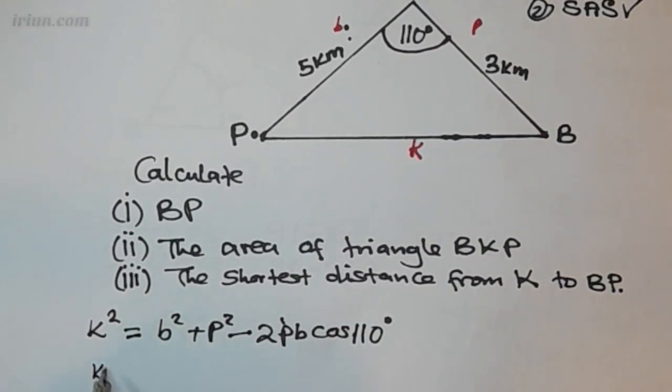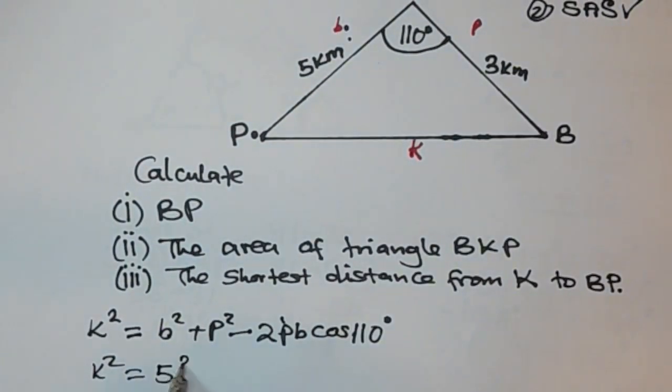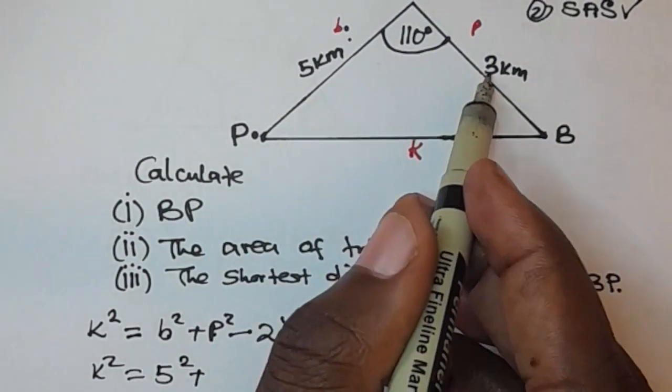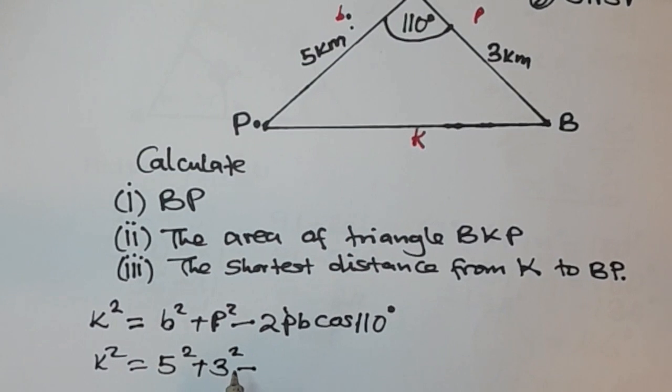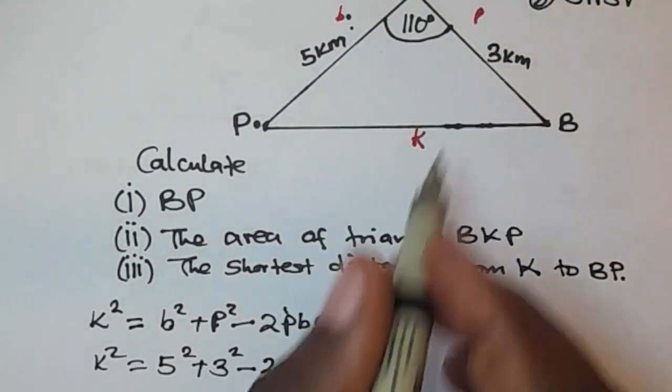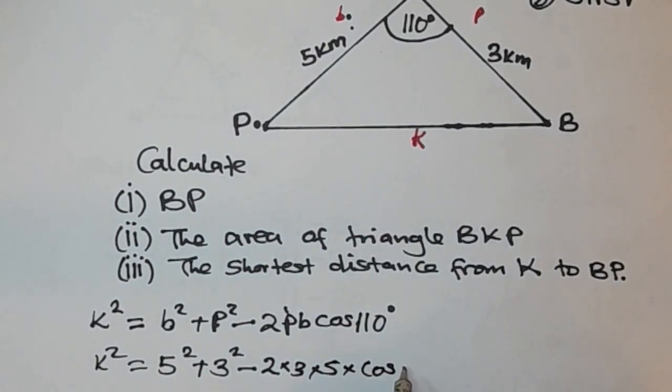So we're going to have k squared is equal to b is 5 kilometers, so we're going to write 5 squared here, plus p is 3, so we have 3 squared, minus 2 times p is 3 times b is 5, then times cos 110 degrees.